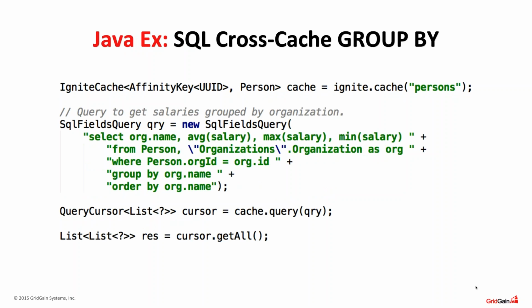And this is another, join example. Again, very, very simple. Again, you get the cache, you create the query, you execute the query. Simple as this. And if you know the results are very small, you can say getAll and have a nice result set back. By the way, this is a group by example too.